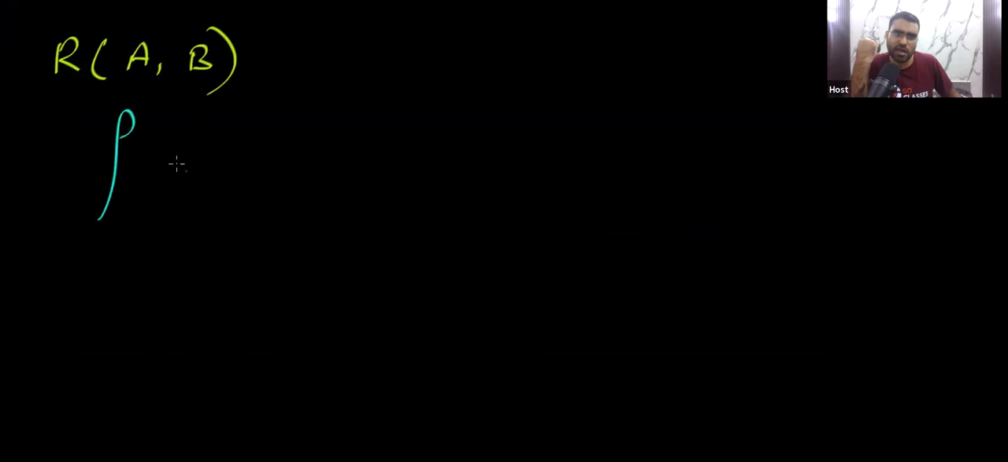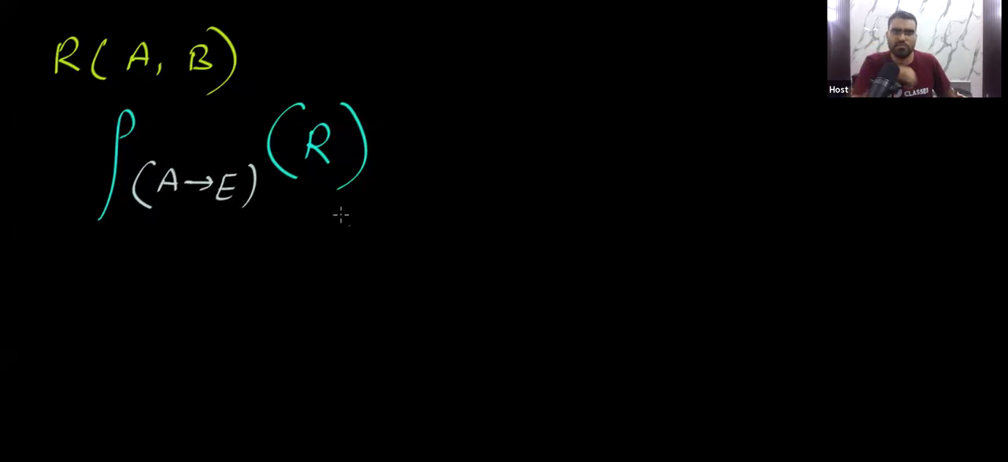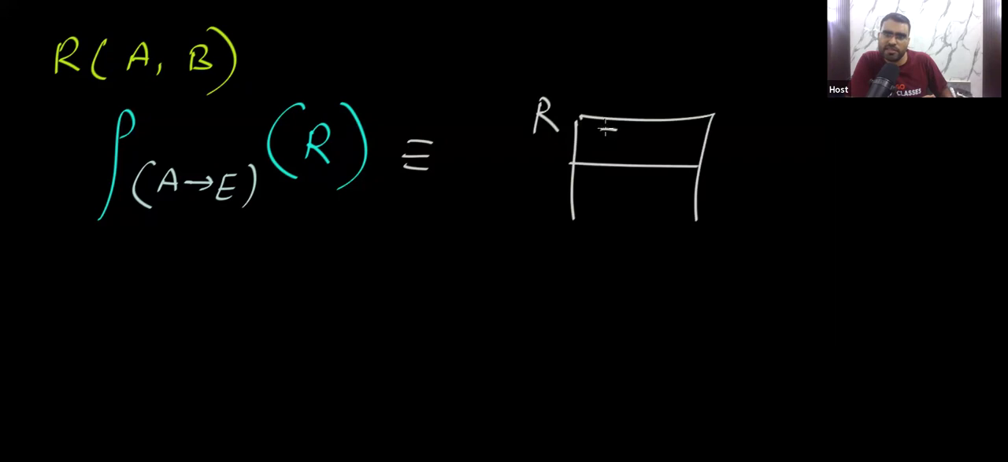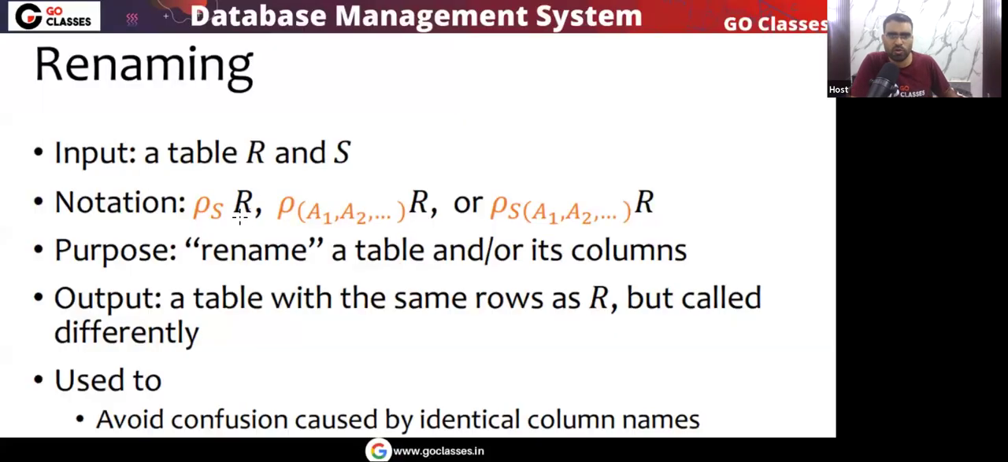See, very simple. From this table R, I want to rename only this A, so you can do it like this: A, change it to E. Is this clear? Like this I can write. It will mean that the name A is changing to E. Simple. I hope you understood. These are simple points, and I hope all these are clear.